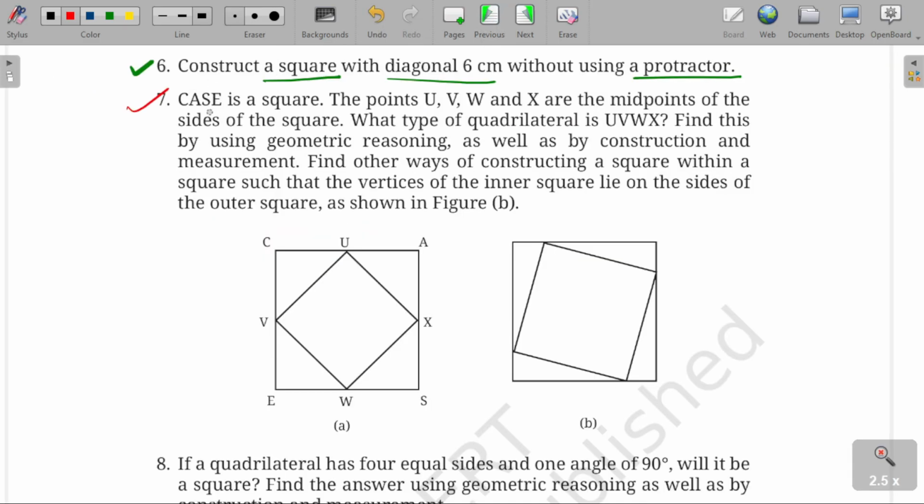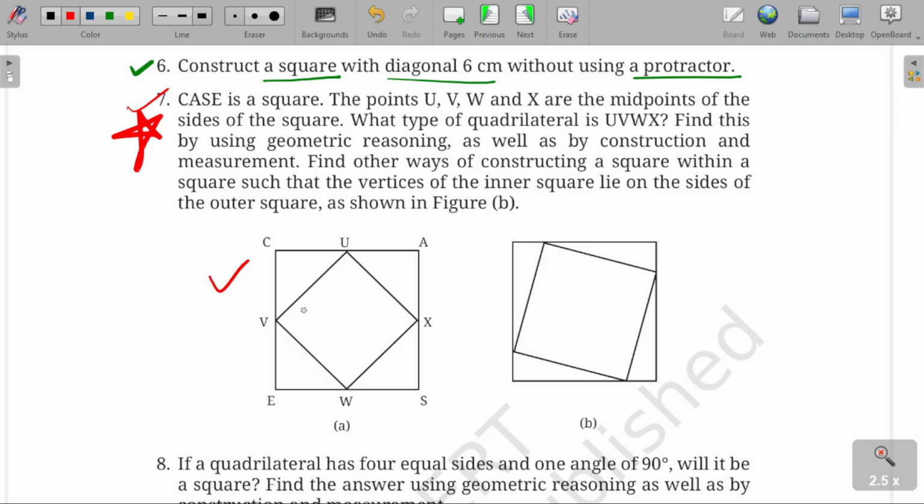The next question is a case. A diagram, a square, is given to you, as you can see here. The points U, V, W, X are the midpoints of this square. What type of quadrilateral? This is a very, very important question. You need to find out what kind of quadrilateral UVWX is and find this by using geometrical reasons as well as by construction and measurement.